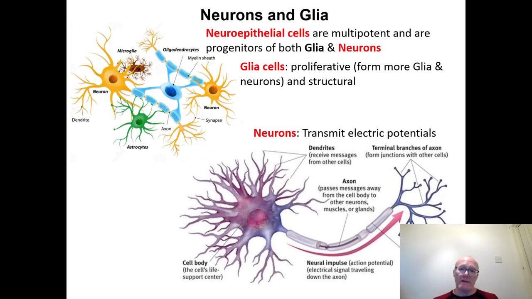The other group of cells that we are going to talk about today are the neurons. The neurons are the ones that transmit electrical potential, so they transmit information biochemically from one place to another in the body.